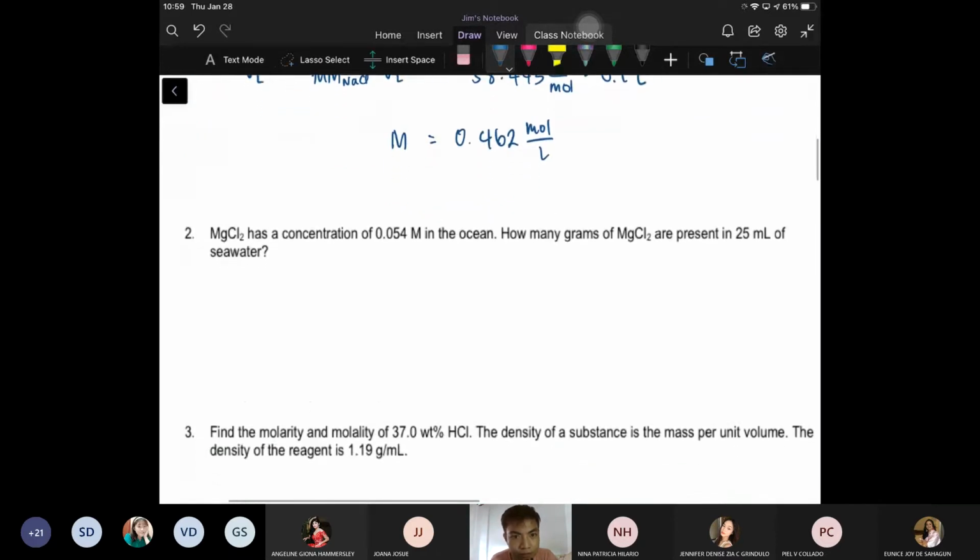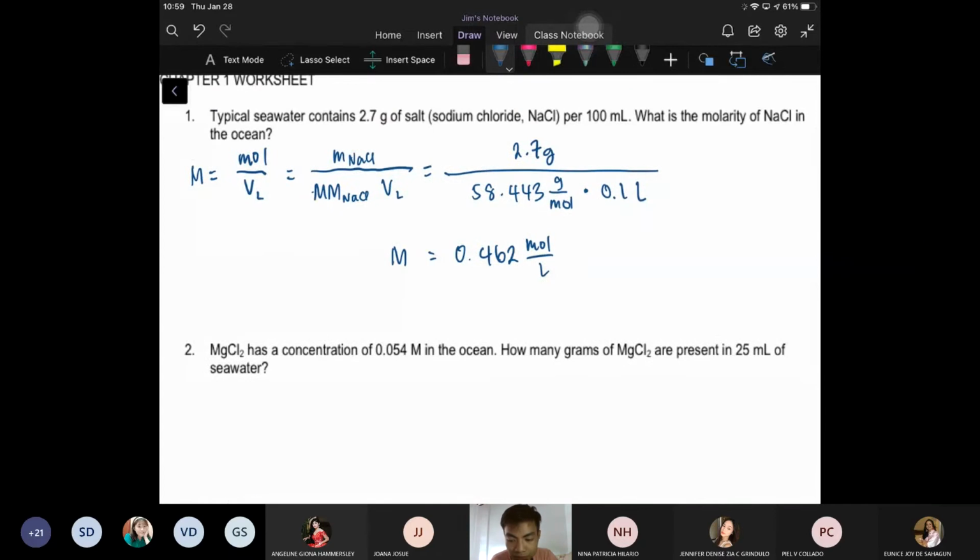Okay? So, yan. So, we're done with number 1. The answer is 0.462. Again, remember the equation for molarity, mole per liter, or in terms of grams, that's gram per molar mass times volume in liters. Again, the volume should be in liters. No? And for the molar mass, let's use all the digits of the periodic table. I already uploaded you a copy of the periodic table I am using. No? So, ganun. Para iisa yung sagot natin.